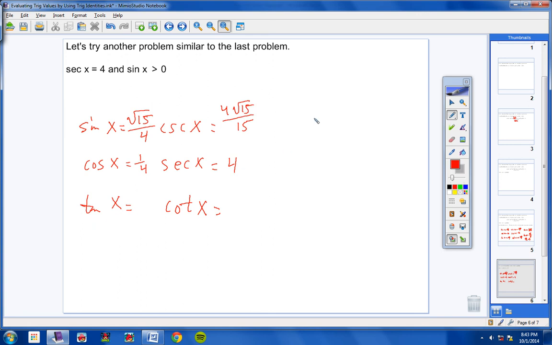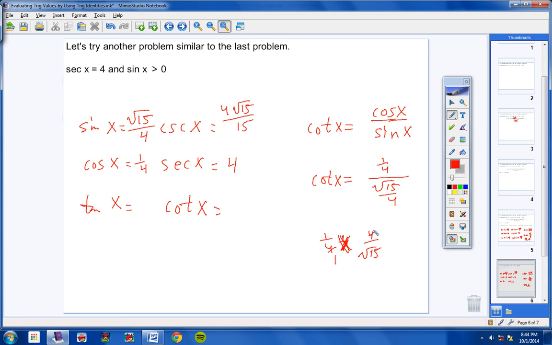And then let's deal with tangent here real quick. Let's use cotangent this time. Either way you'll get it right. There's also a quotient identity, cotangent of x equals cosine over sine. And if you used tangent, you'll get the same answer. It's totally fine. So cotangent of x equals cosine of x, 1/4, over sine of x, square root of 15 over 4. So really, cotangent of x would be 1/4 times, we're going to flip the bottom fraction, so times 4 over square root of 15.